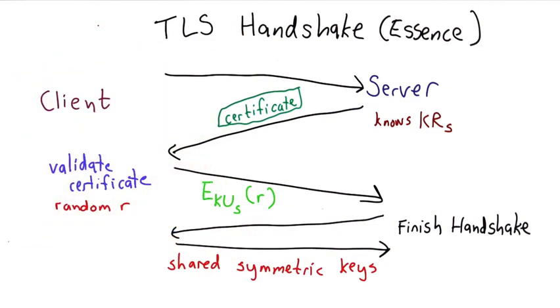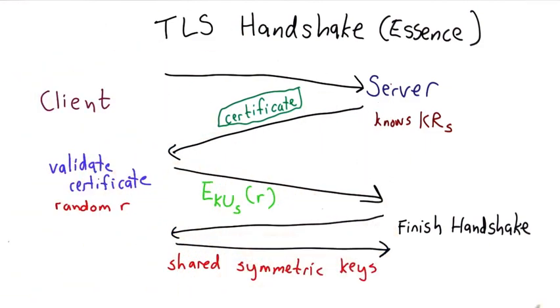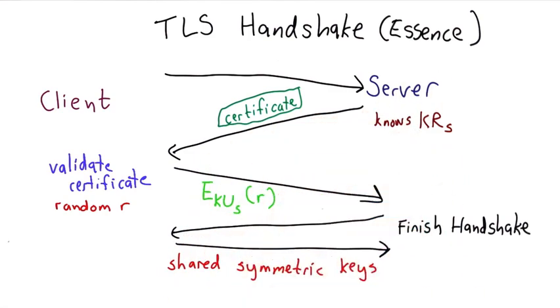So here's the essence of the TLS handshake. To recap, the client initiates with the server. We're leaving out all the details about selecting the ciphers and the extra randomness, which is important for security. The server sends back a certificate. The client validates the certificate using a chain of certificates going back to some root certificate that the client trusts, selects a random R, and then encrypts that using the public key of the server. The server can decrypt it because it knows the corresponding private key, and then they finish the handshake.